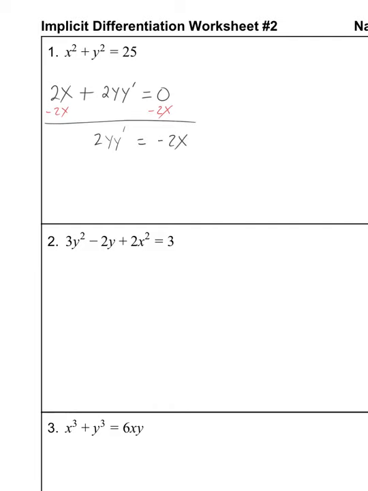Now the final step to get y prime by itself, we just divide. We divide by 2y on both sides. Okay, the 2's cancel, the y's cancel. We're left with y prime on the left, and on the right, the 2's cancel. So our answer, y prime, is equal to negative x over y. Final best full credit answer.